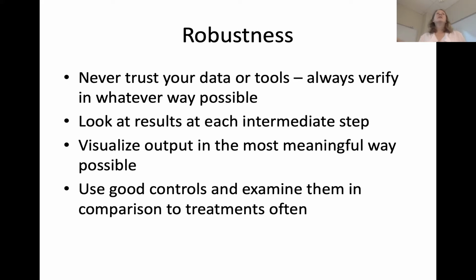Visualize the output. That's why I like to use IGV. Whenever I do read mapping, there are weird things that you might see in your IGV output. Maybe you see that over half of your reads are mapping to locations without genes. That might raise a red flag in your mind. Maybe the annotation of this genome is wrong. Maybe there's all kinds of things that could be going wrong there. But if you don't look at the output and you don't look at how your reads mapped, you wouldn't necessarily notice that. And also use lots of good controls and examine them in comparison to the treatments when you're looking at your data.